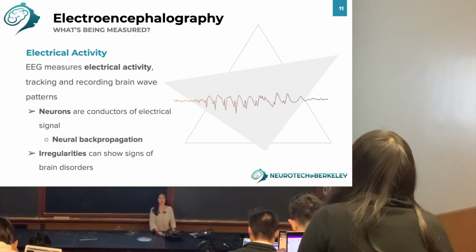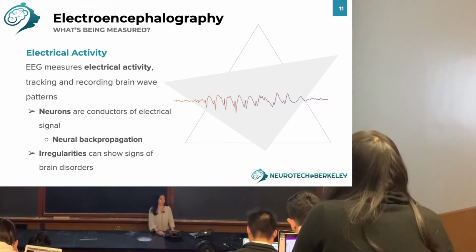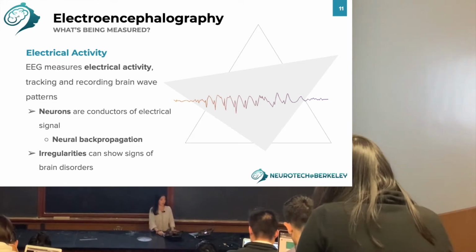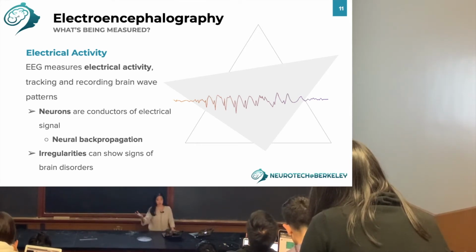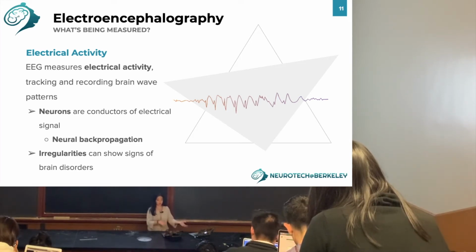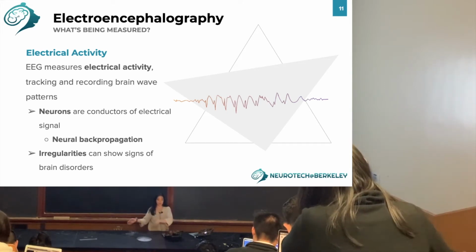So EEG stands for electroencephalography, which is why we call it EEG and not that. EEG measures electrical activity, tracking and recording brainwave patterns. Basically, neurons are conductors of electrical signals. They're constantly exchanging ions to maintain resting potentials and also to propagate action potentials.